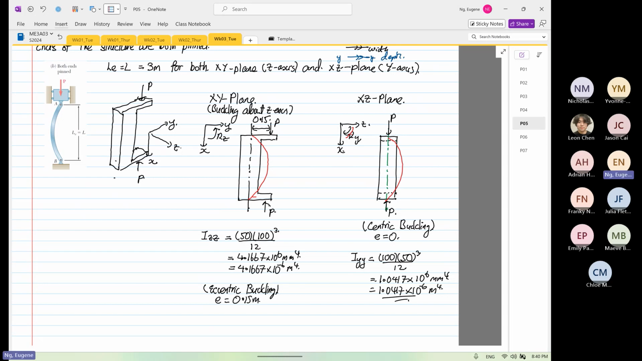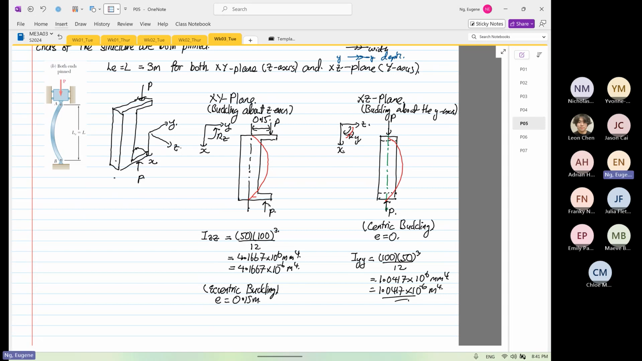So we know on the left hand side is what we call our XY plane, and XY plane is eccentric buckling. On the right hand side is centric buckling, and over here, this is buckling about the y-axis. Right, that is buckling about the y-axis.